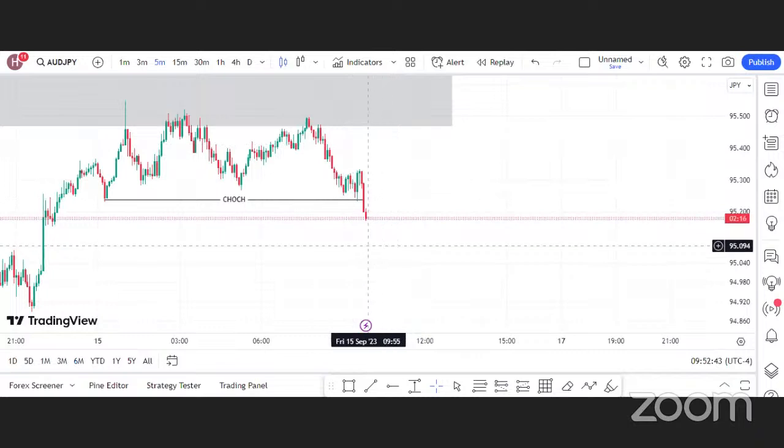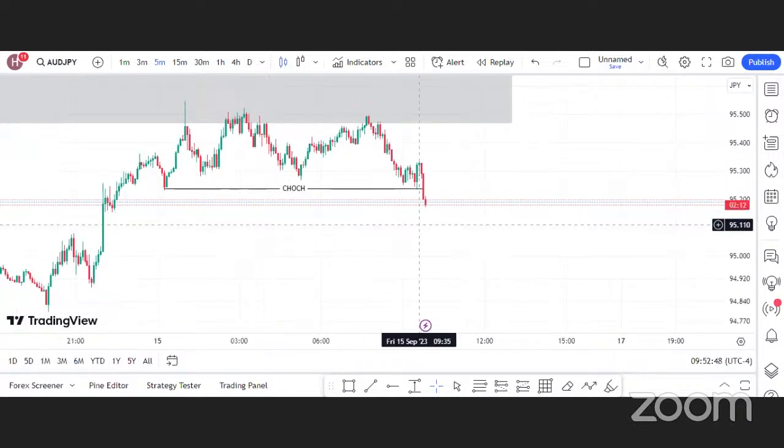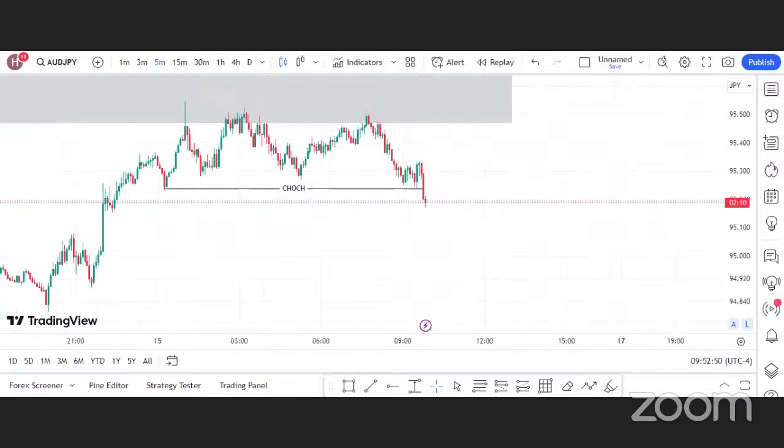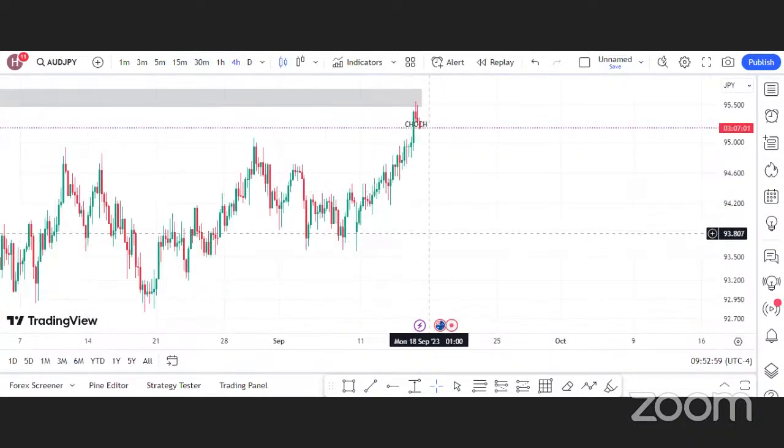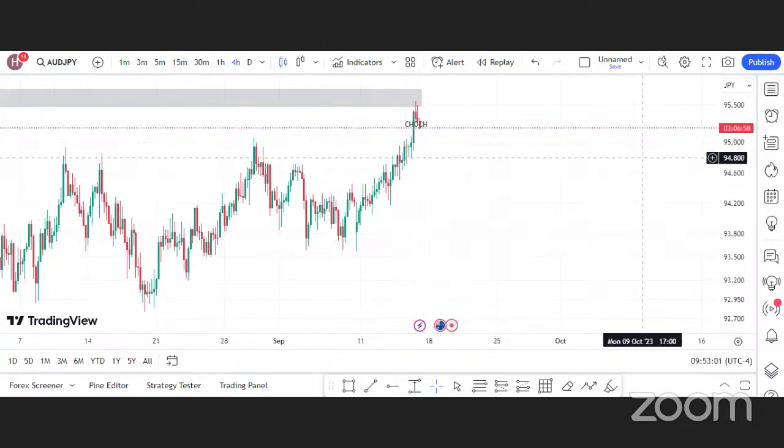So this is AUDJPY. You can actually keep an eye out for this trade also. You can keep a watch out for it. If you are able to spot an entry later, you can take this. But it's reversing on the higher time frame.